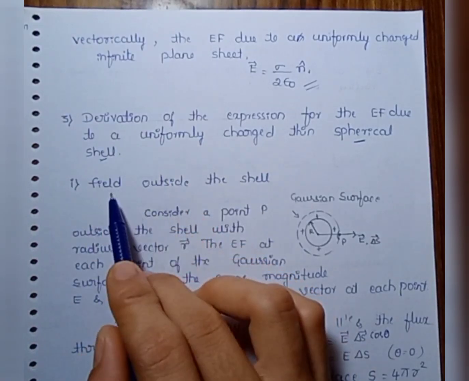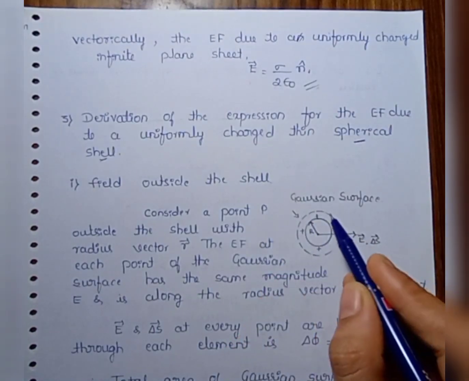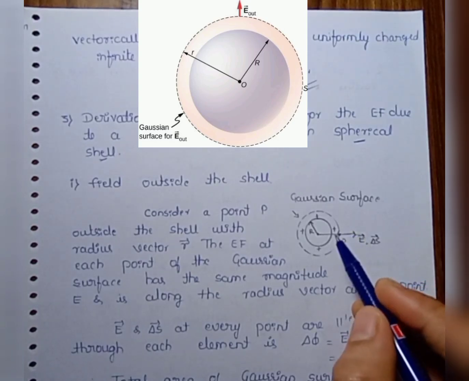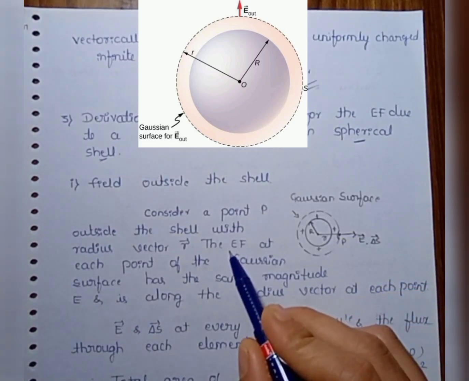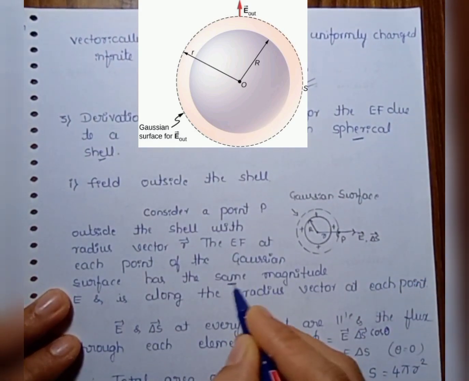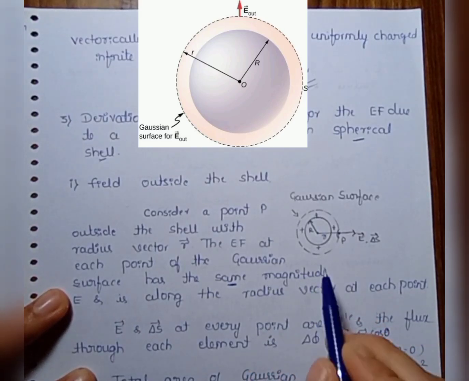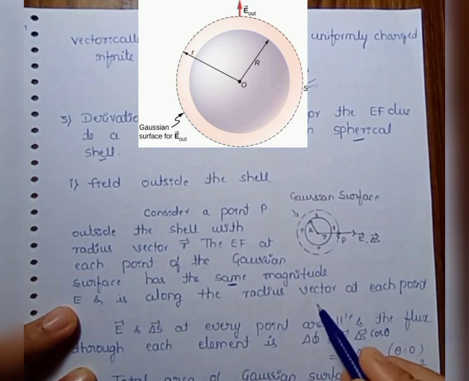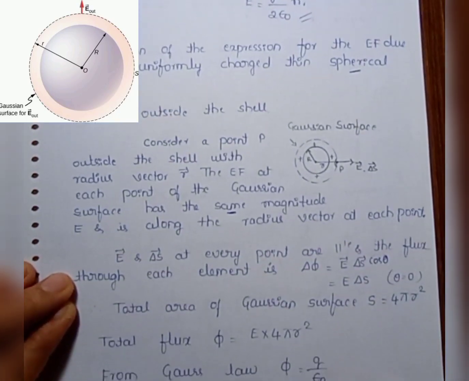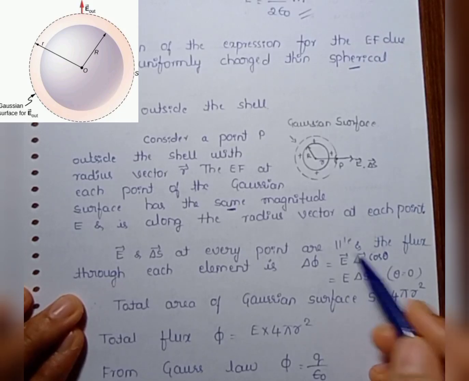Here there are two cases. First one is the field outside the shell. This one is the point P, which is outside the shell with the radius vector r. The electric field at each point of the Gaussian surface has the same magnitude, and it is along the radius vector at each point. Here the electric field E and the area element delta S at every point are parallel to each other.